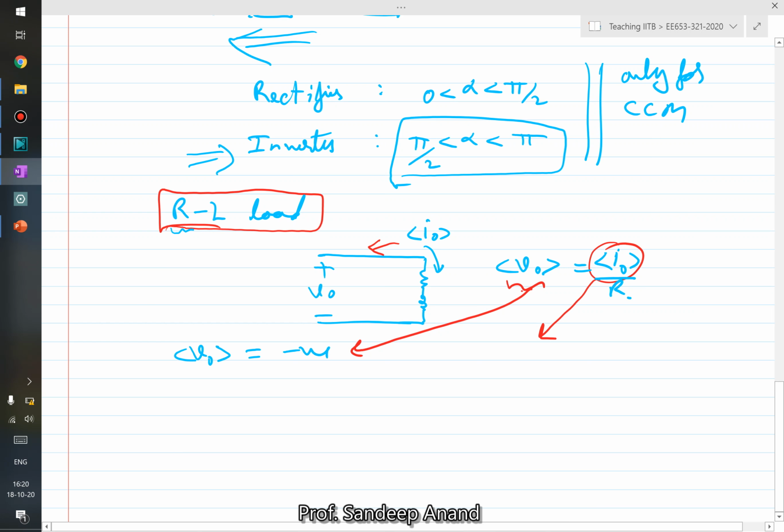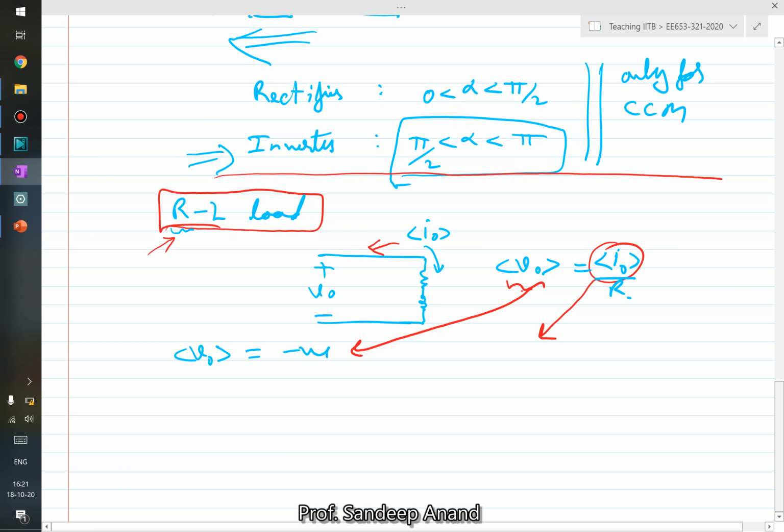So only in case of continuous conduction mode, if you are able to maintain CCM, then these are true. If you are not able to maintain CCM, for example, as you see in case of just a resistive inductive load, then irrespective of the value of alpha that you choose, you would end up dissipating power, and you might not be operating in continuous conduction mode if alpha becomes greater than pi by 2 in this case, right?